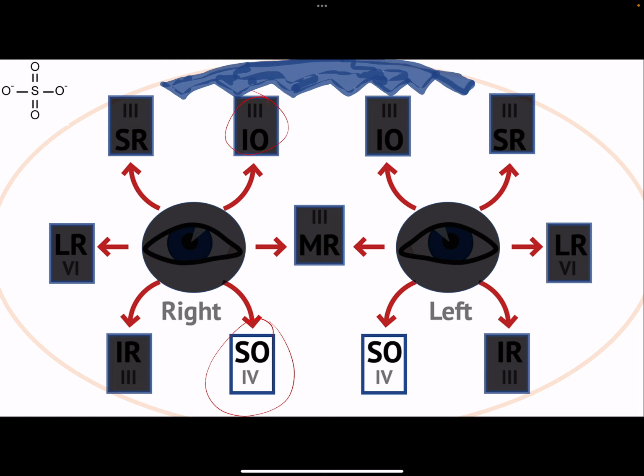And so this trochlear nerve is going to be useful if you're reading a book or you're walking down the stairs, because you kind of have to bring your eyes inwards and down to do both of those things.